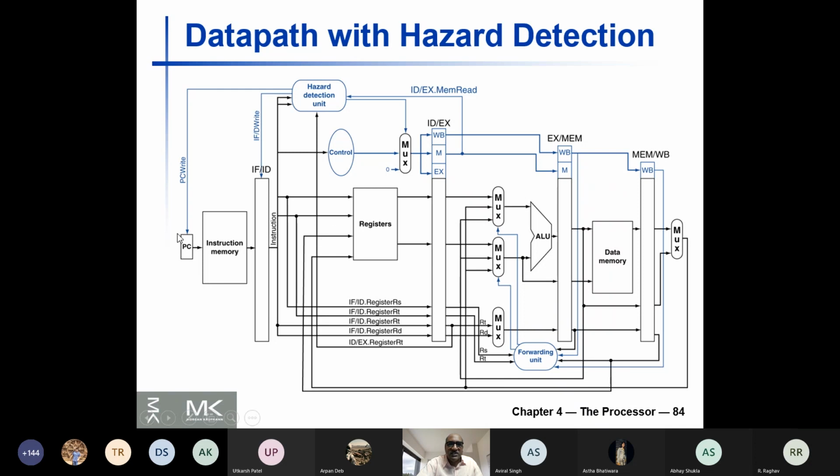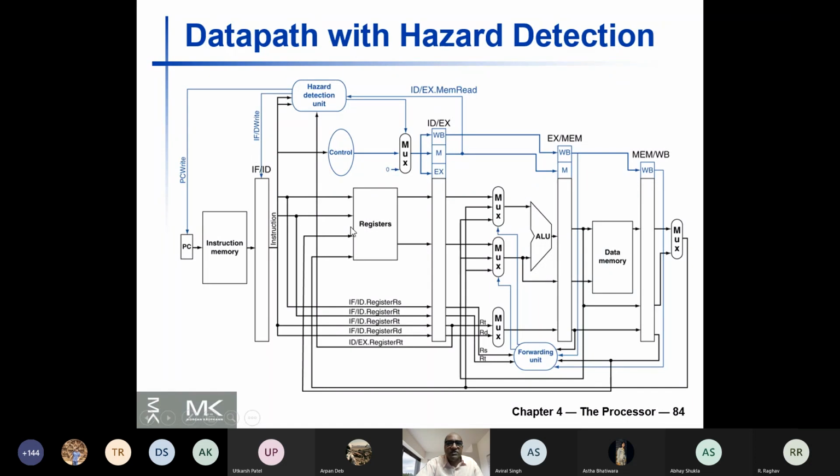The existing instructions in the decoding stage and the fetch stage will be retained. That means you can say IF write and PC write. Using these control signals, we make sure that the PC is not updated. Similarly, whatever is in the IF stage will be retained. Nothing will be updated. It means that these two registers are not updated, and then after that it will be updated.